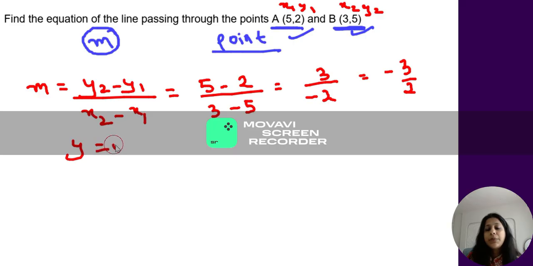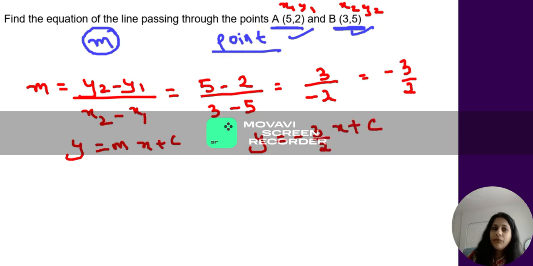Now y is equal to mx plus c. Put the value of gradient here. You got the value, that's -3 by 2 x plus c. Now I have 2 points, so I can use either of the 2 to find out the equation. Your equation is going to be the same whatever point you use, because both are lying on the line. So I'm using the point A for the time being.